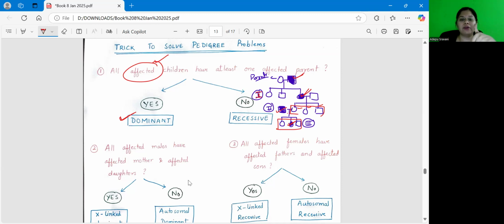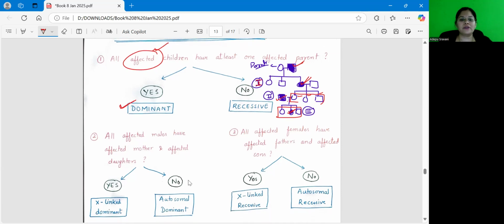Clear? Now, if the answer is yes, what is the next question you are going to ask? First you have to look at the males. Remember, dominant males, recessive females. Like that you remember, okay? Dominant males, recessive females. So if the answer is yes, the condition is dominant. And if it is dominant, you have to look at the males. What you are going to check there? Whether the affected males have affected mothers and affected daughters. Then again, yes or no.